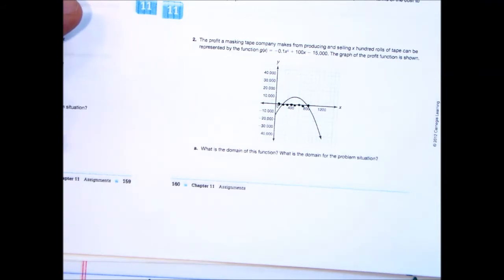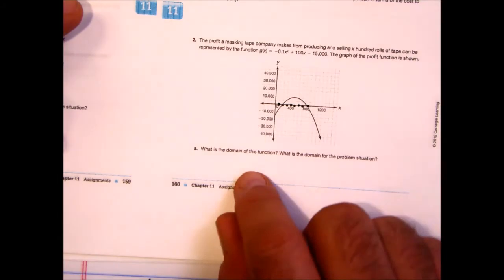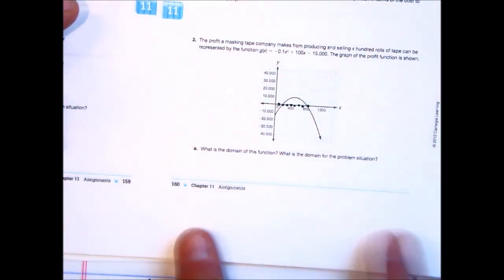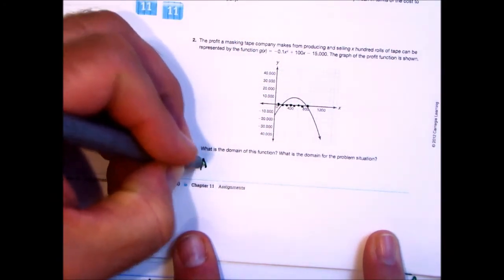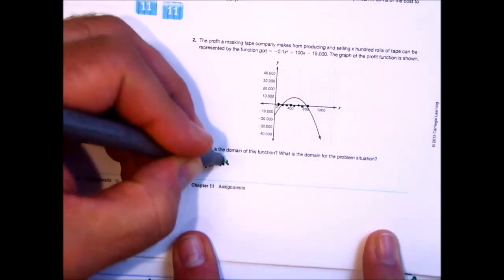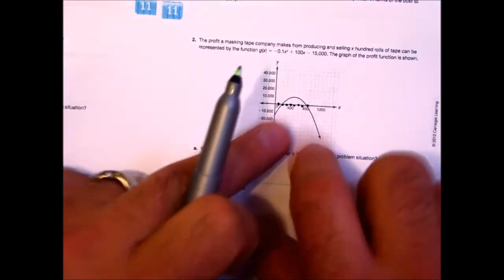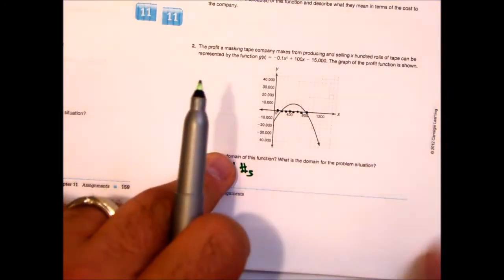I can see that. The question they asked me originally is, what is the domain of this function, and what is the domain of the problem in this situation? Okay, well, the domain of this function is all real numbers. That means all real numbers would be our x's because it continuously goes down and out.